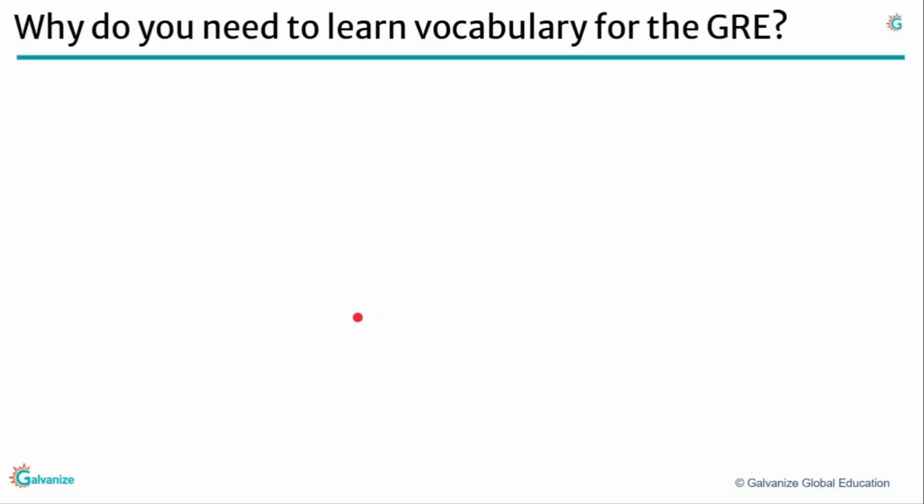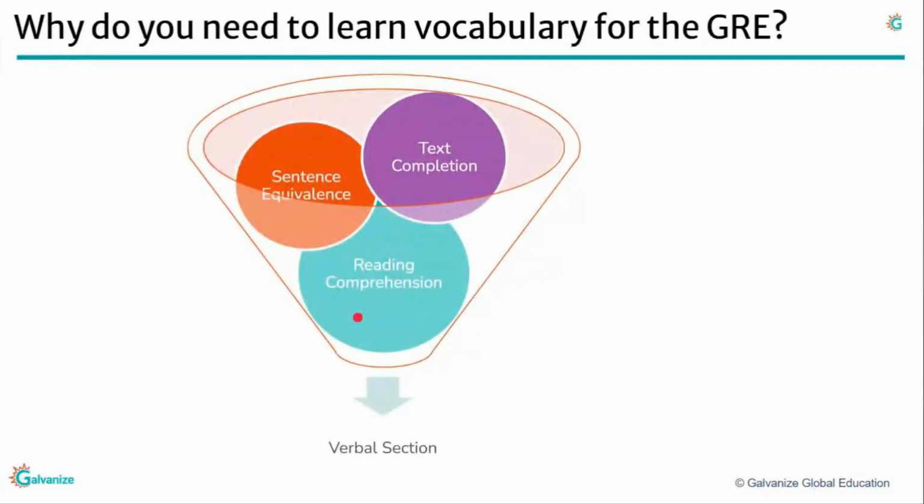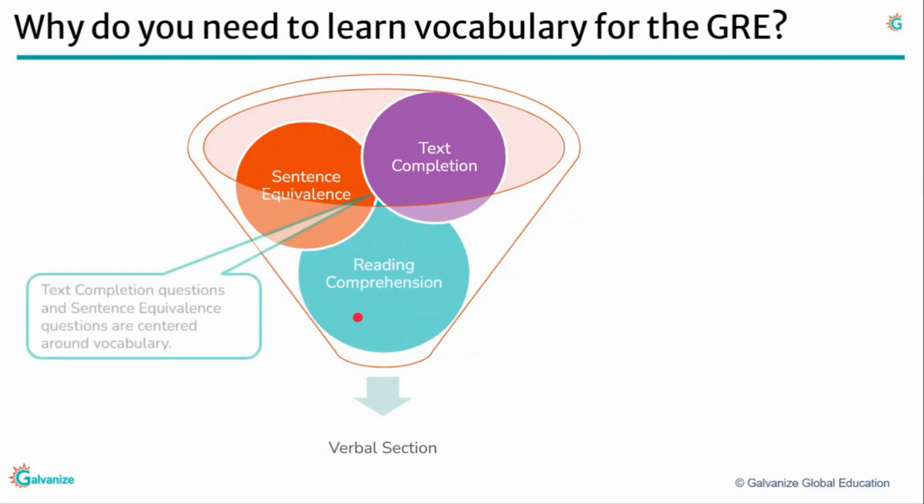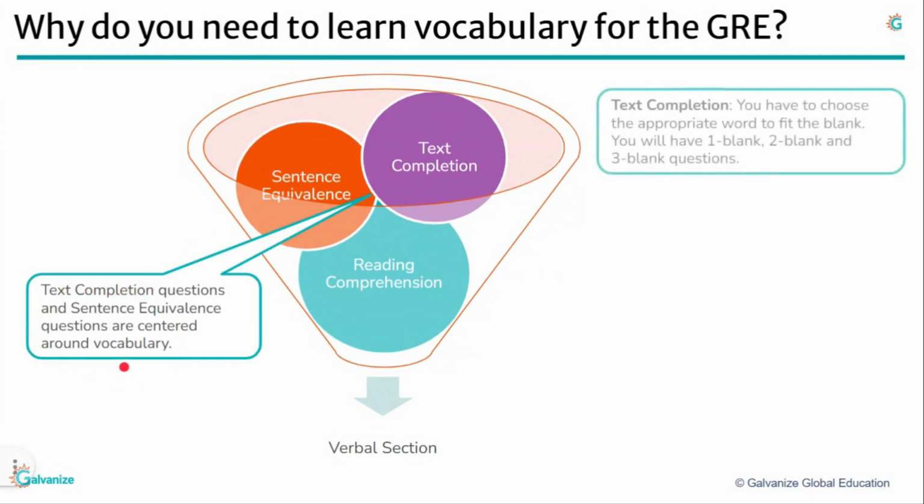The first question is, why do you need to learn vocabulary for the GRE? In the GRE verbal reasoning section, we have broadly three areas of question types. One is reading comprehension, and the other two are text completion and sentence equivalence questions. In the reading comprehension questions, you'll be given a passage, and the questions will be based on the passage. In the other two kinds of questions, you'll have a short piece of text with blanks. It is these question types that are centered around vocabulary. But this doesn't mean that the reading comprehension passages don't depend on your vocabulary knowledge. They do. But these are the question types that are explicitly centered around vocabulary.